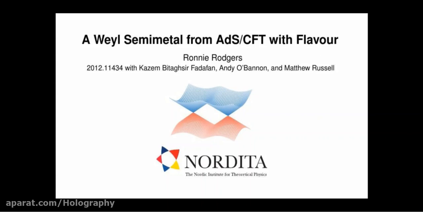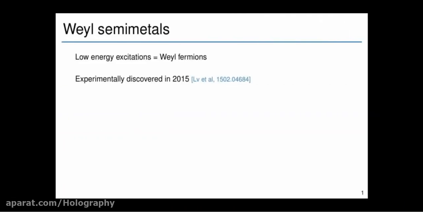So first off, what is a Weyl semimetal? A Weyl semimetal is a very special kind of material in which the low energy excitations are Weyl fermions, Weyl fermions of an emergent Lorentz symmetry. They're quite new; they were first experimentally discovered in 2015. And here I cite the first discovery, although hot on the heels of this discovery, many additional examples of Weyl semimetals were discovered, although they were theoretically conjectured to exist well before 2015.